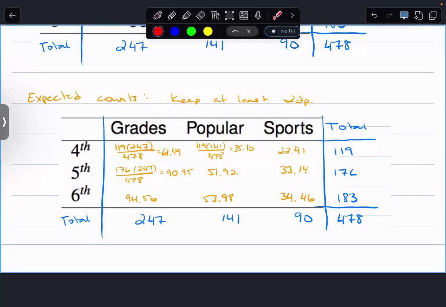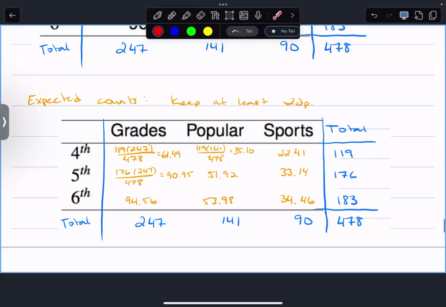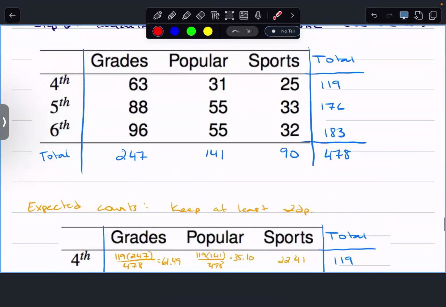I'm gonna have, how many, 3 by 3? 9 different, ugh. And this is what I mean. You say, oh, I know it's a chi-squared test of independence. Oh no, there's so much work.